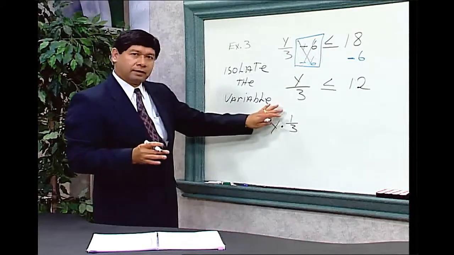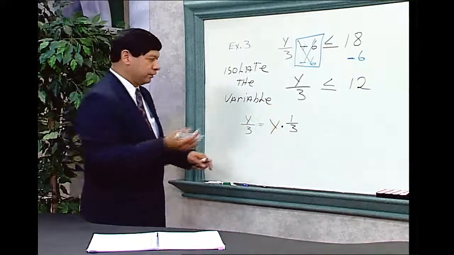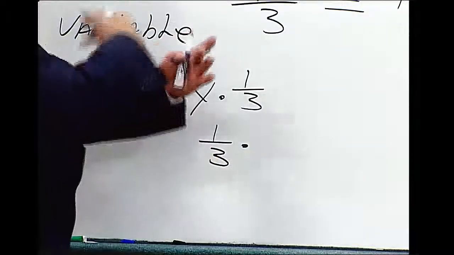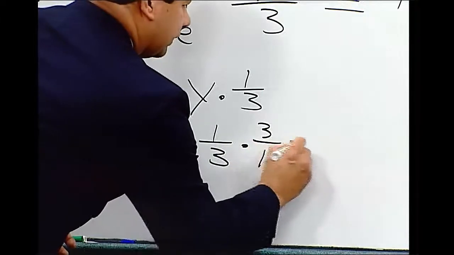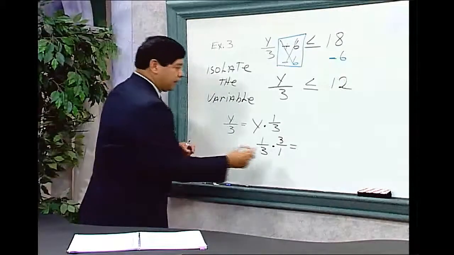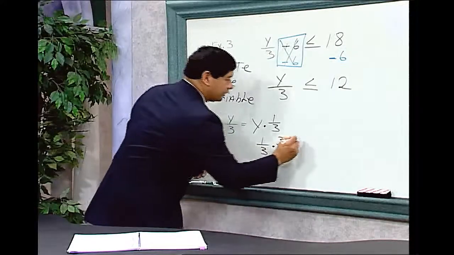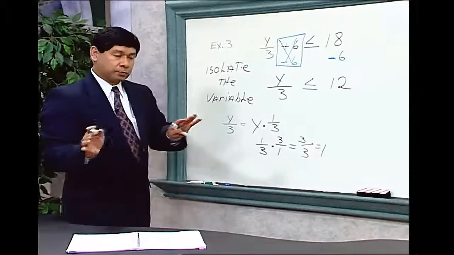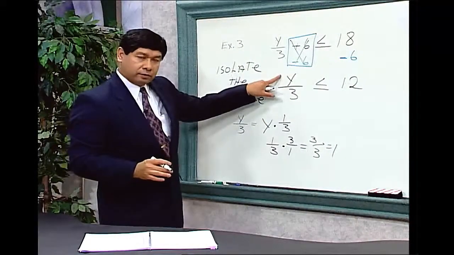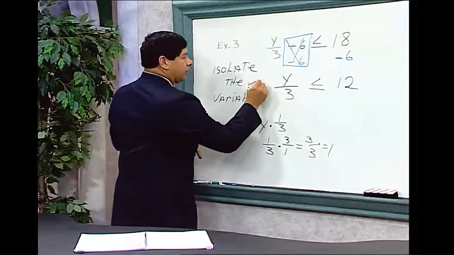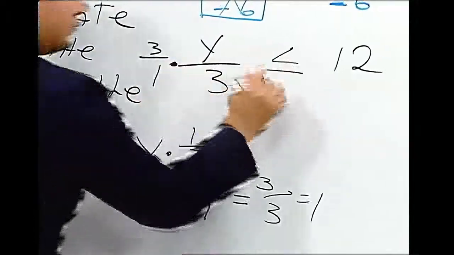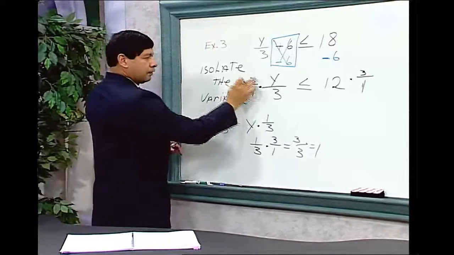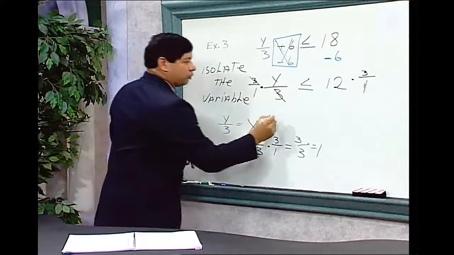So let's multiply by the inverse of 1/3. And the reason we do that is because 1/3 times its inverse, 3 over 1, is equal to 1 whole unit. One way to show that, 1 times 3 is 3. 3 times 1 is 3. 3 divided by 3 is equal to 1. And that's what we're getting at here. We'll have a 1 next to our variable. So let's multiply this side by 3 over 1, this side by 3 over 1. Our 3's cancel, and we're left with a y.